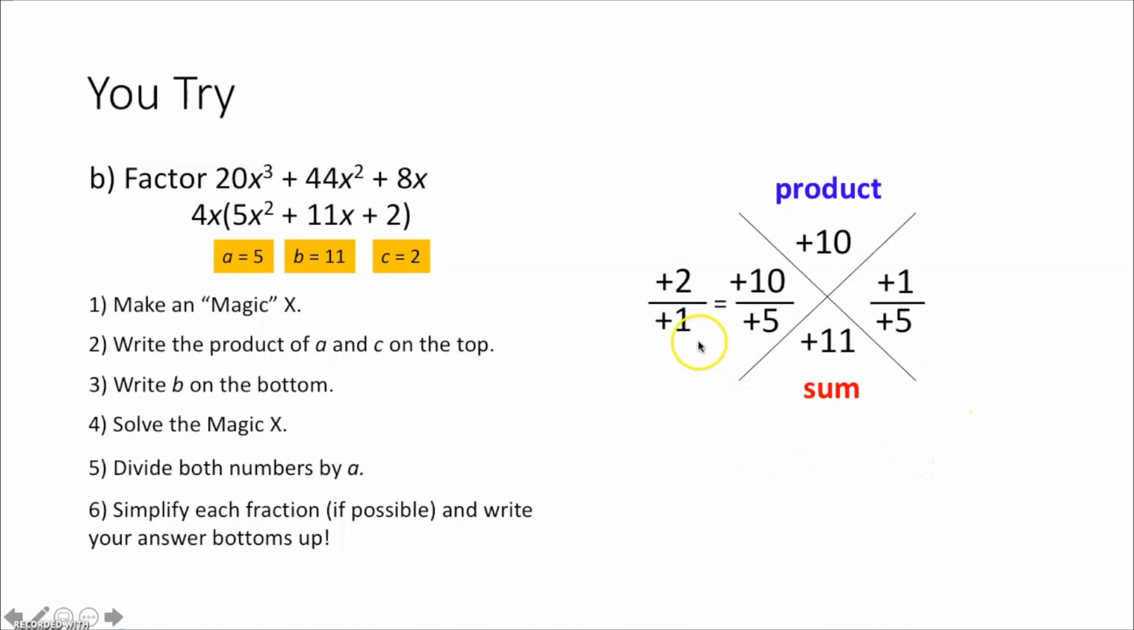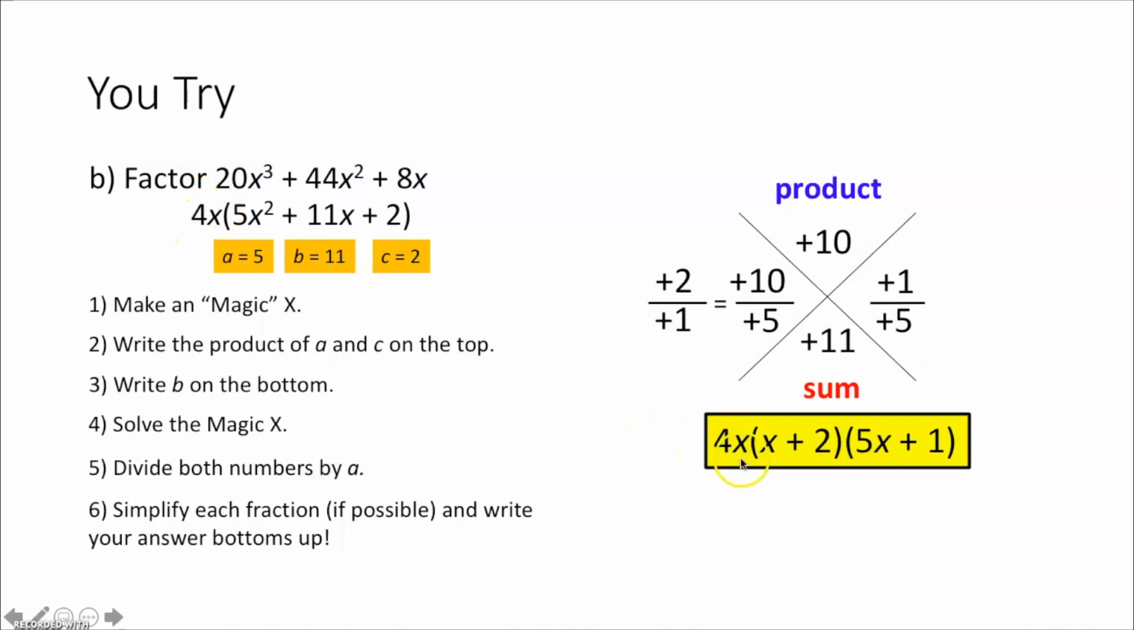In our first one, we go bottoms up, we go 1x plus 2. In our second set of parentheses, we go bottoms up, we go 5x plus 1. And don't forget, at the beginning of the problem, we took out a 4x. So that needs to be on the outside of those parentheses as well.